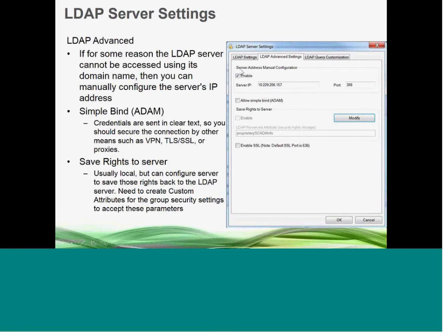So this first section is your server address manual configuration. A couple of things are necessary to understand here. If the LDAP server is on the same domain as the InduSoft workstation, or the computer that it's running on, then you don't need to set up a server IP address in here. It'll be able to figure that out based on, let's say, the domain name. If for some reason by using the domain name you can't get at it, then it may be necessary to manually put in an IP address in here.